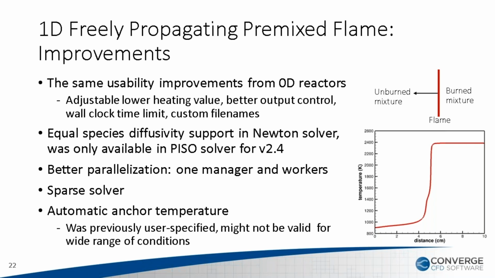Now we also have equal species diffusivity support in the Newton solver. It was previously only available in the piezo solver in 2.4. To use this option, instead of giving a transport.dat, you give the solver the guess.dat. We also take the parallelization method that we use in the TCAD table generation. We use a one manager and workers method that I described earlier.